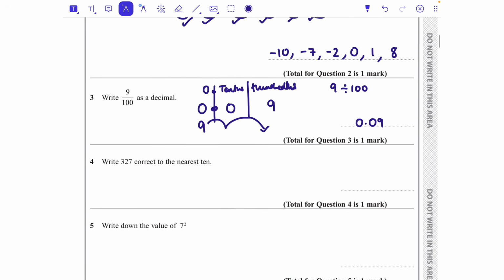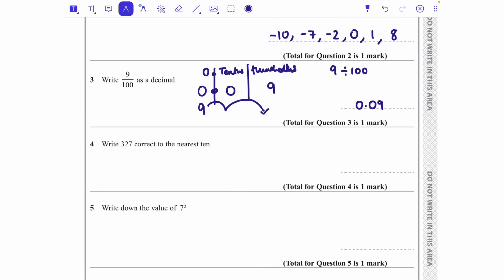Write 327 correct to the nearest 10. When we're rounding to the nearest 10, that's this column here, we always want to check the next column over, which is going to be the ones column in this case. So the 7 tells us to round up. 5 and above rounds up, 4 and below rounds down or stays the same. So 327, is it closer to 320 or 330? Well, we know it's closer to 330 because that 7 tells us to round up. So the 2 becomes a 3, 330 is our answer for that one.